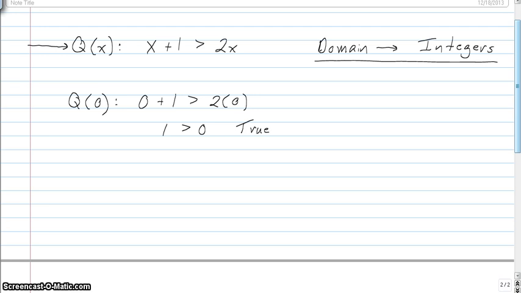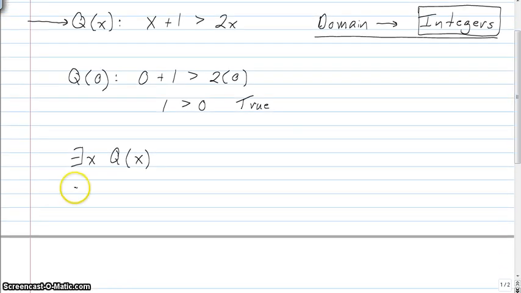So we might take a look at the existentially quantified statement. There exists x, Q of x. So we might be asked, is that true or false? And I think that when we looked at Q of 0, we verified that that statement is true. There does exist an integer that makes the statement true. All we have to do is find one.